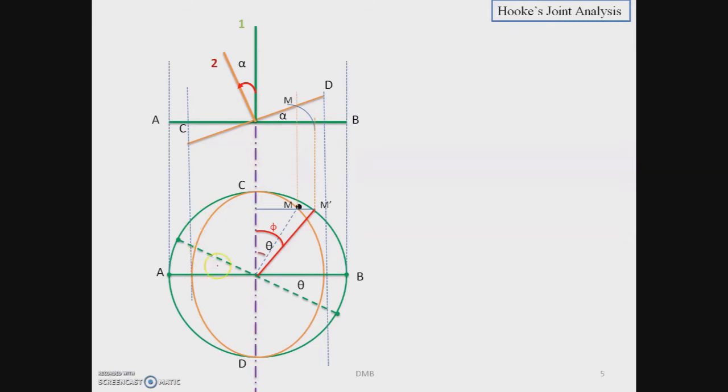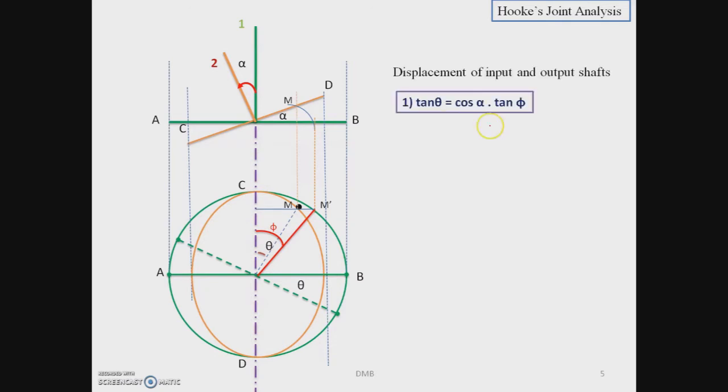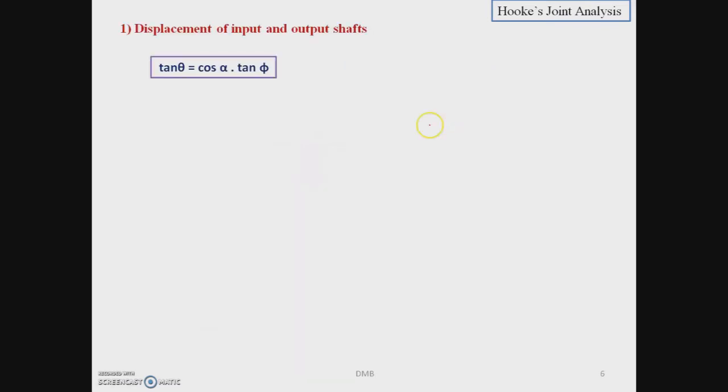So doing a little bit of trigonometry with these two triangles, including angle theta and phi, we get the relation between angular displacement of input and output shafts in this form. Tan of theta equals cos of alpha into tan of phi. Now this is the first equation which defines the input angle theta in terms of output angle phi. Alpha is the angle of intersection of axes of both the shafts.